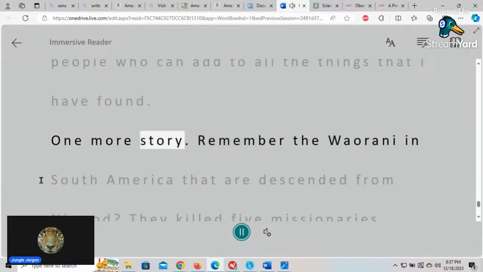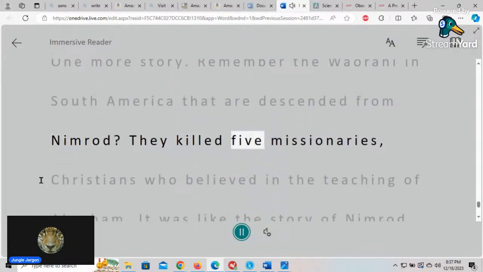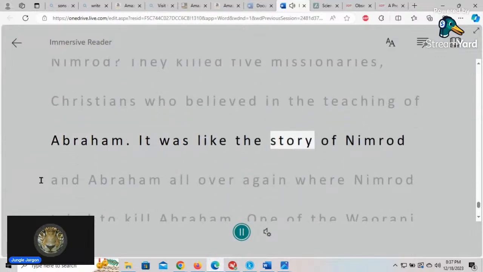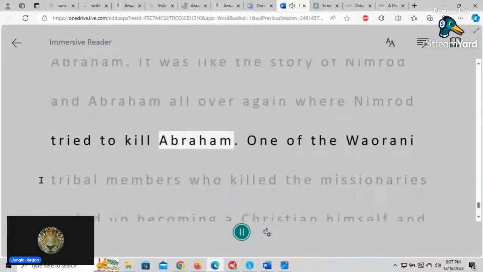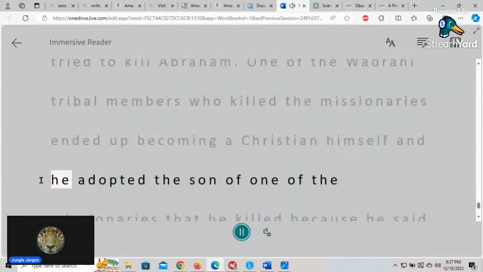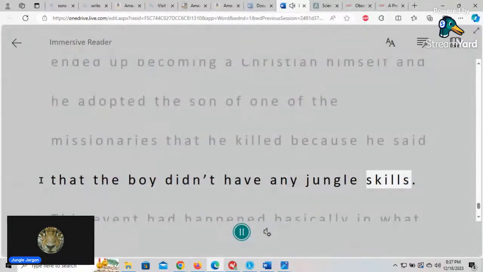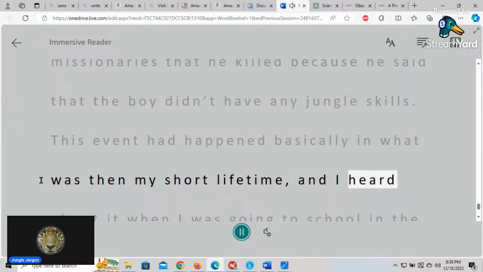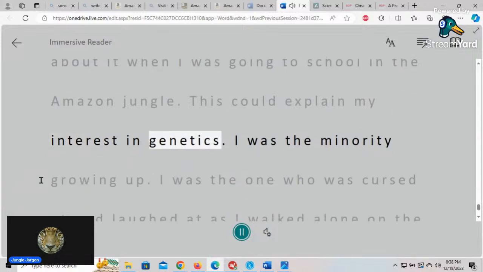One more story. Remember the Warani in South America that are descended from Nimrod? They killed 5 missionaries, Christians who believed in the teaching of Abraham. It was like the story of Nimrod and Abraham all over again, where Nimrod tried to kill Abraham. One of the Warani tribal members who killed the missionaries ended up becoming a Christian himself, and he adopted the son of one of the missionaries that he killed because he said that the boy didn't have any jungle skills. This event had happened basically in what was then my short lifetime, and I heard about it when I was going to school in the Amazon jungle. This could explain my interest in genetics.